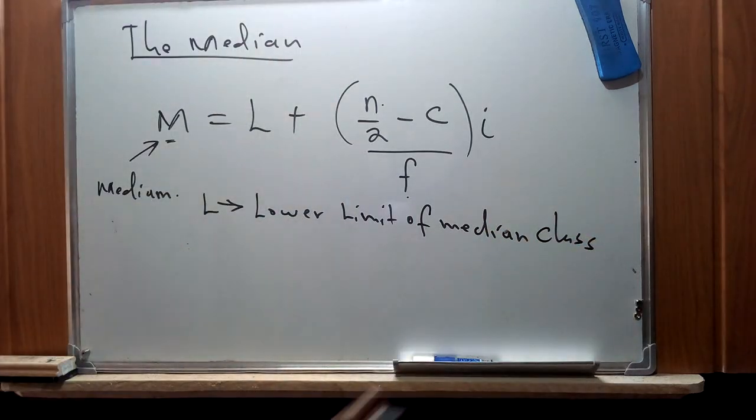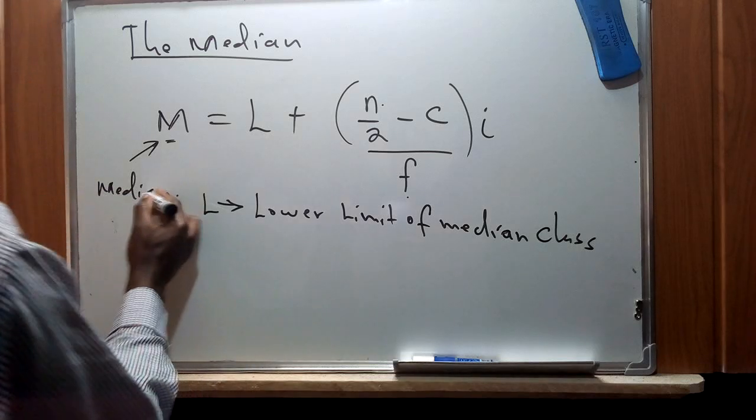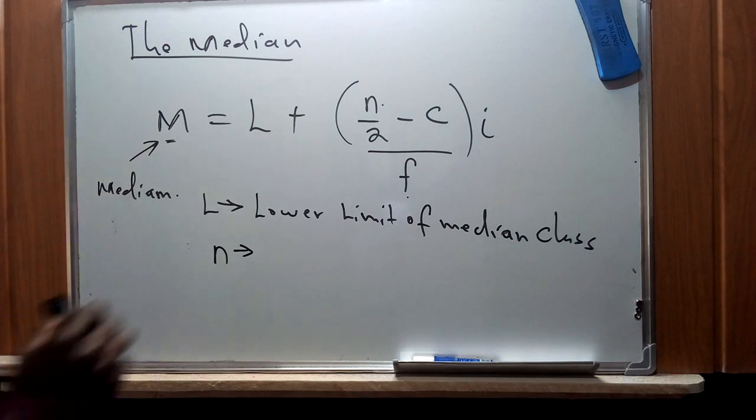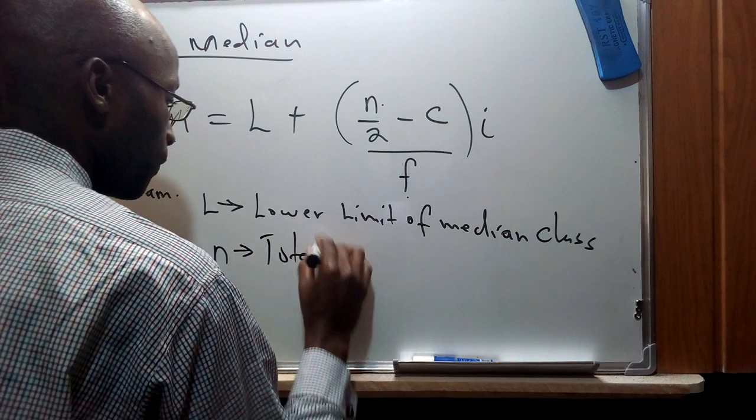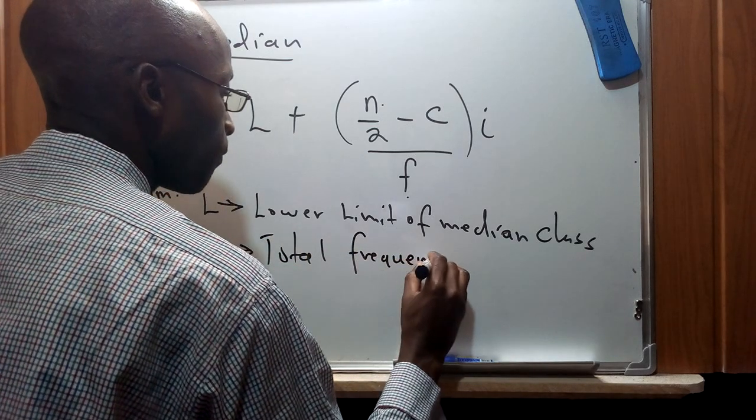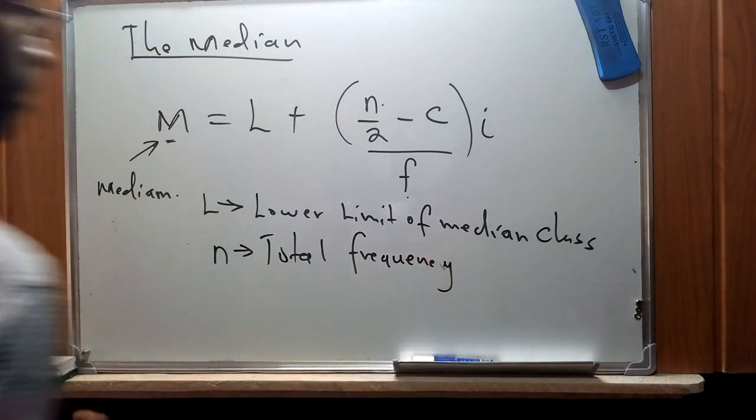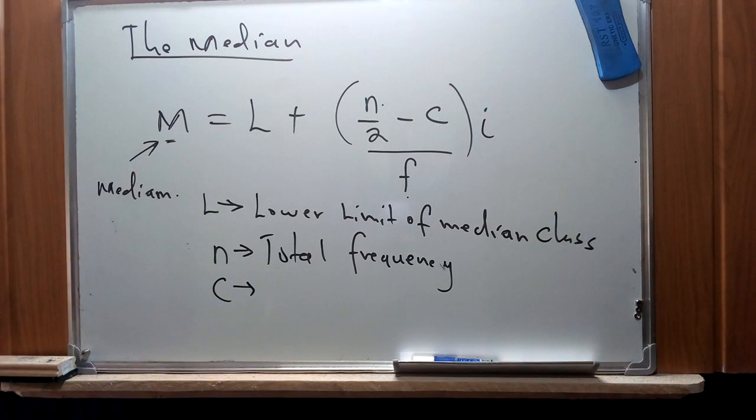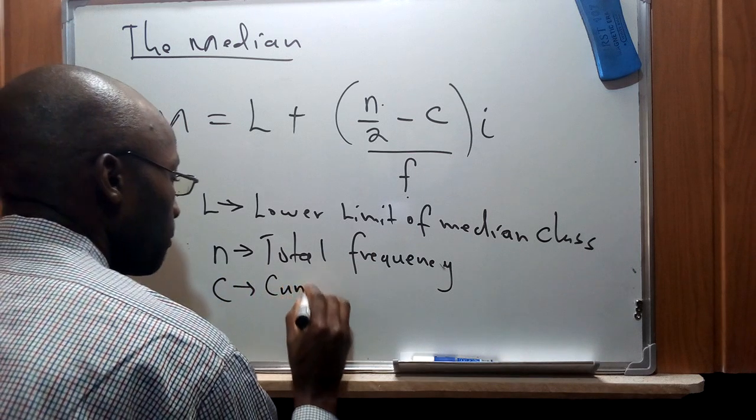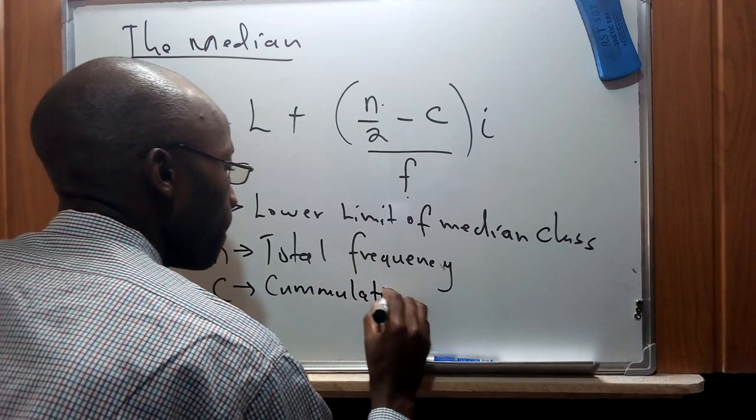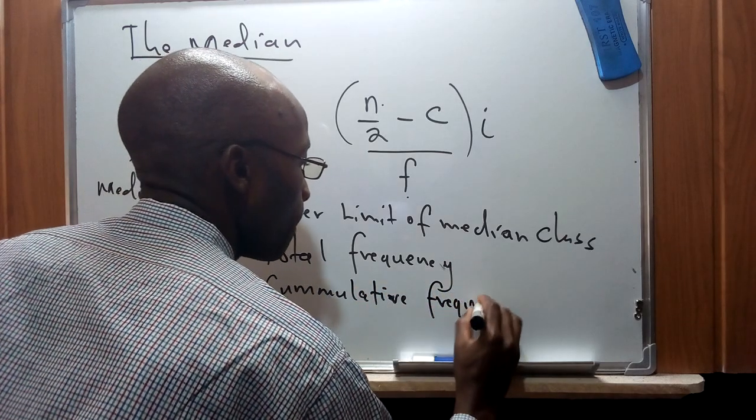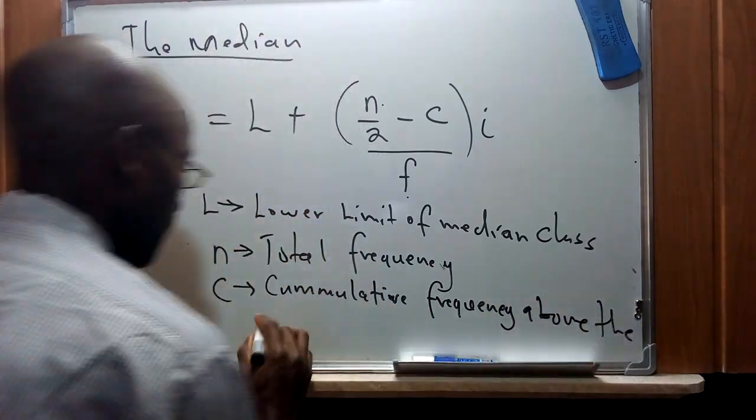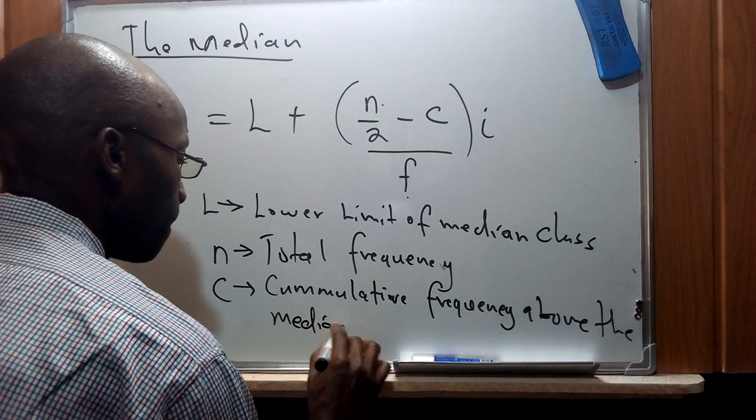This is the lower limit of the median class. And then n, as I've said, n represents the total frequency. This is frequency. And then the letter C represents cumulative frequency above the median class.